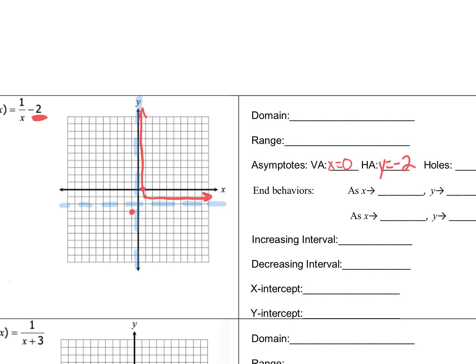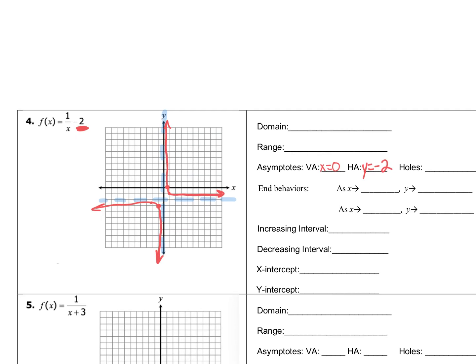You're just using Desmos for this, guys. You're not just making these up. Negative 2, negative 2.5. Beautiful. Once again, the big part here is just to stay within those asymptote lines. Don't cross them.